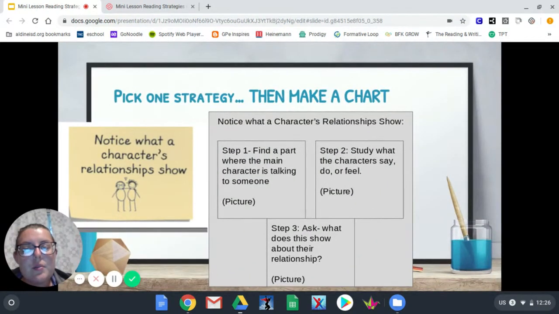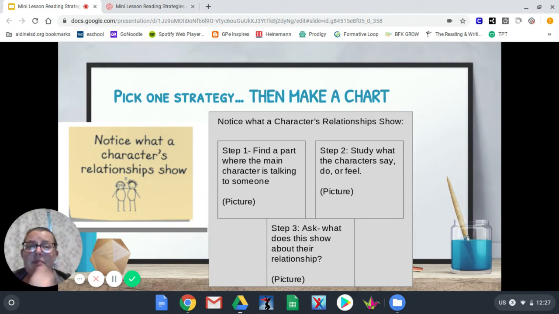I chose notice what a character's relationships show. Okay, so that's my strategy. So like what I said, my first step would be find a part where the main character is talking to someone else. So like I'm thinking about in Judy Moody, between Stink and Judy Moody, I might stop, think, jot about that. Or I might find my stop, think, jots about that. And then I might write a chart about it.